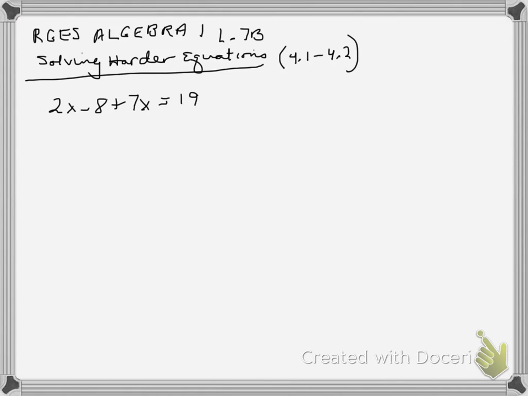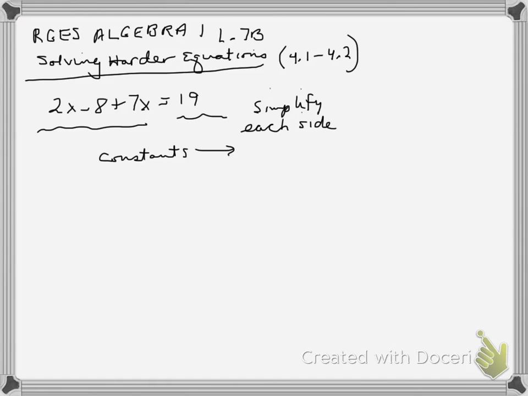First off, we're going to simplify what's on the left and what's on the right. Simplify each side. Then I am going to bring constants to the right side, variables to the left side, and then I'll probably have one last multiplication or division.